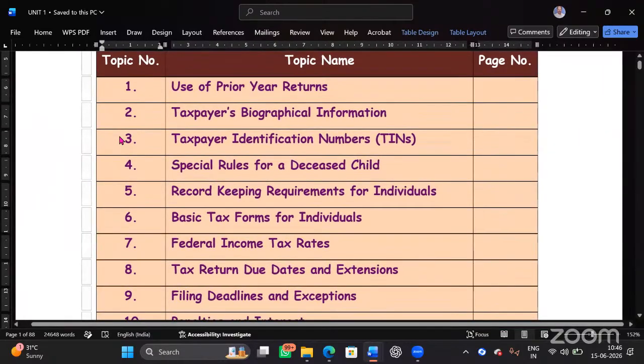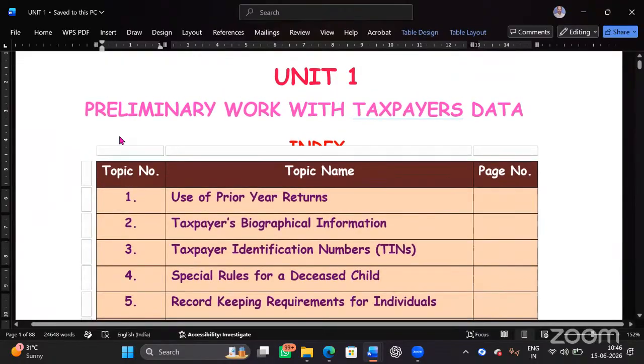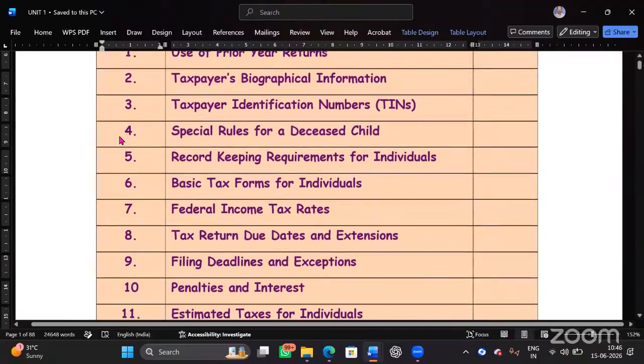Okay, let's start. Now, preliminary work with taxpayer data. Subunit 1, use of prior returns.